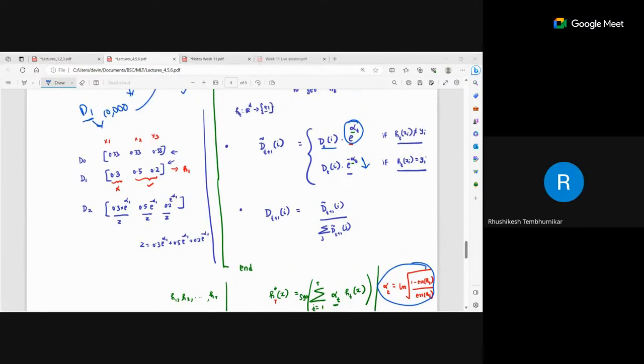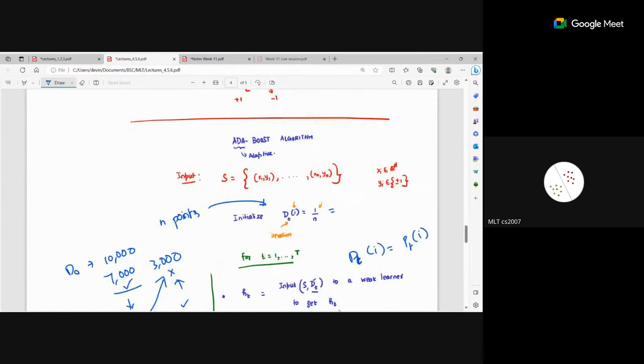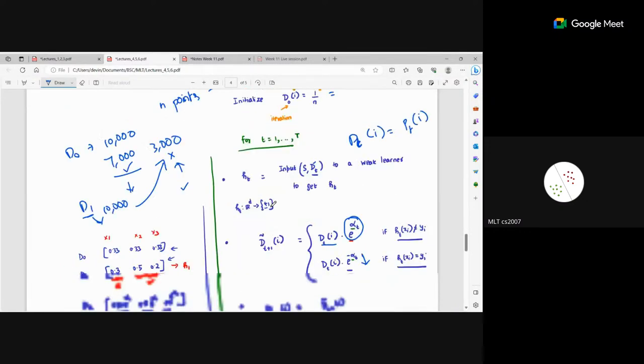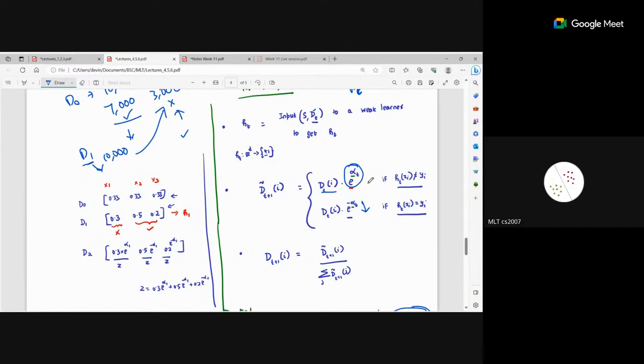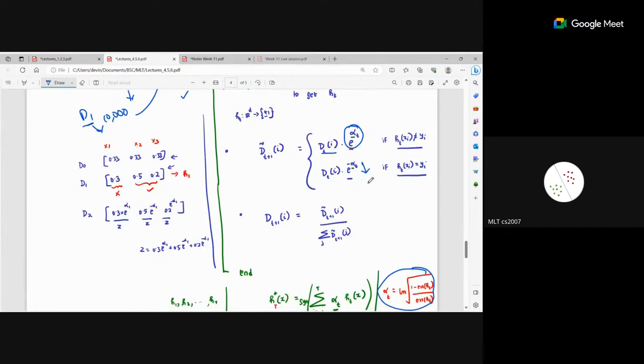Sir, one question. Instead of using e raised to alpha t, can we use a different multiplier? We can obviously use a different multiplier, but then it won't be the AdaBoost algorithm. In the AdaBoost algorithm you're going to use this one; that is fixed in that algorithm. Obviously you can multiply it by a different parameter. The idea is just that for points that are not classified correctly, you increase the probability of selection, and for points already classified correctly, you decrease the probability of selection. That's it. And then the same way you'll be doing it in the next rounds.